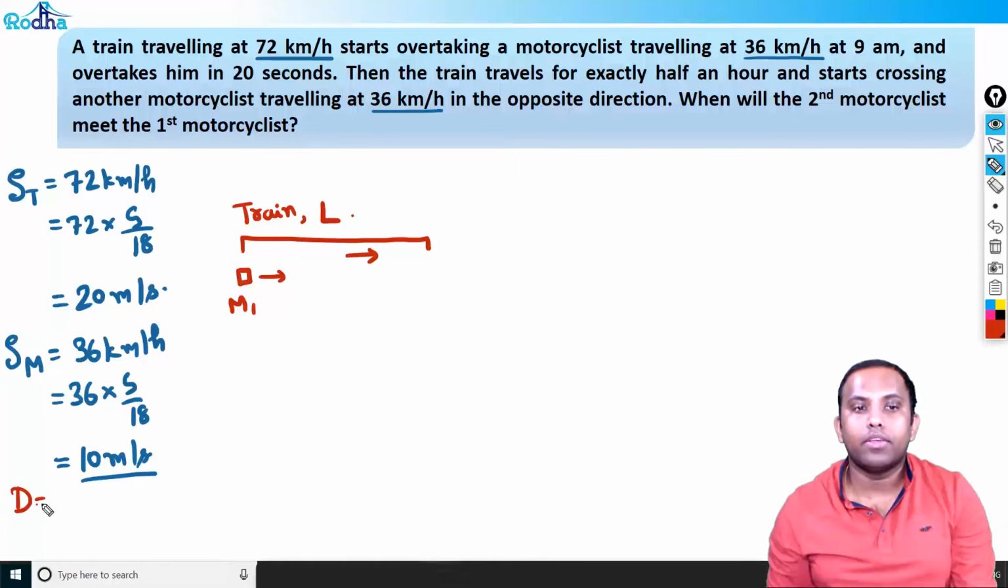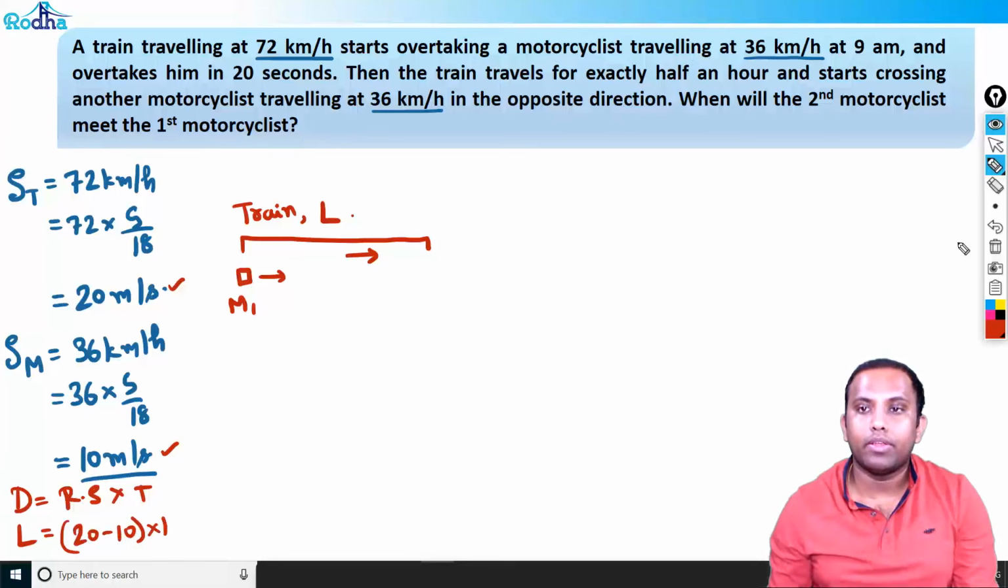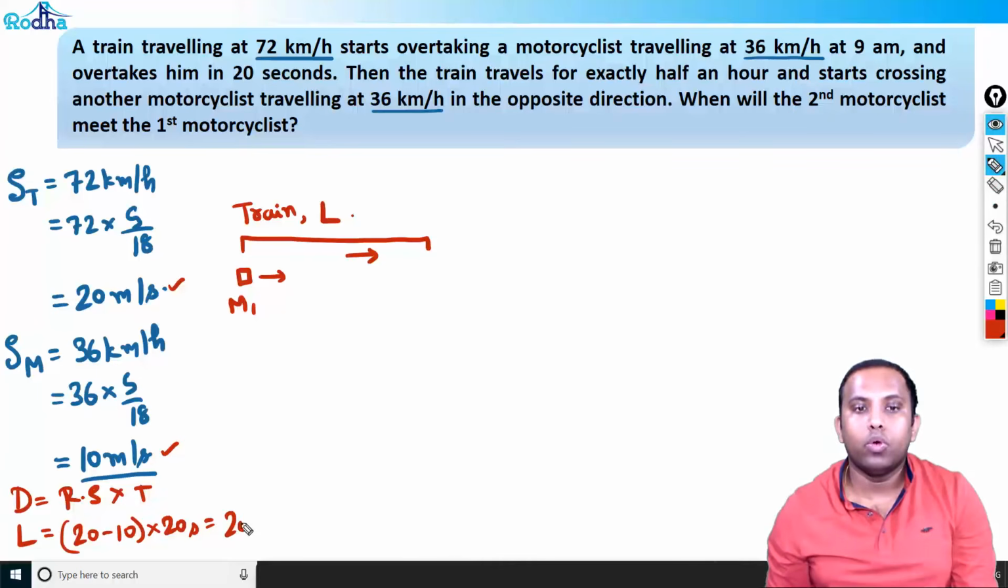Distance is relative speed into time. The distance covered here is the length of the train. What is the relative speed? Speed of motorcycle is 10 and speed of train is 20, so it is 20 minus 10, into 20 seconds. The time taken to cross is given as 20 seconds. That is 200 meters. That means the length of the train is 200 meter.